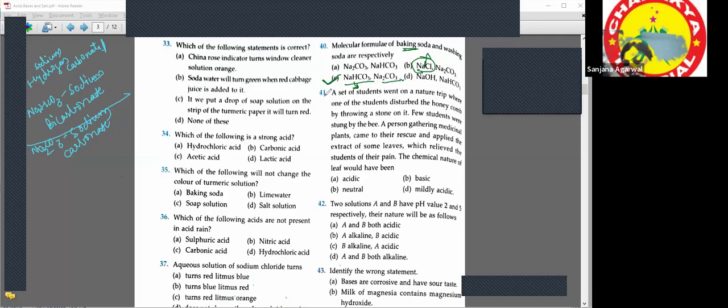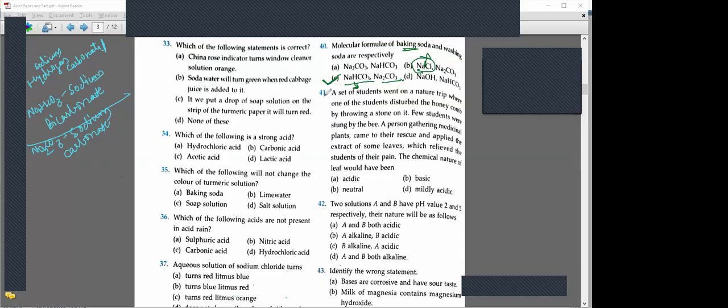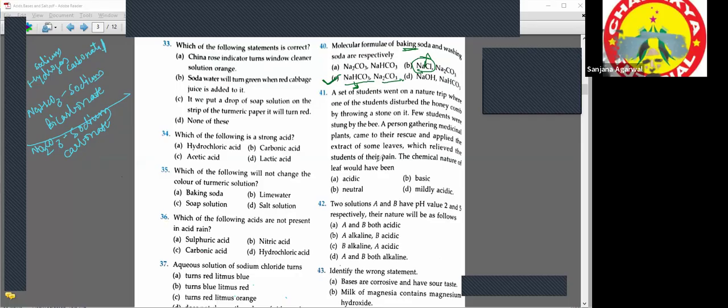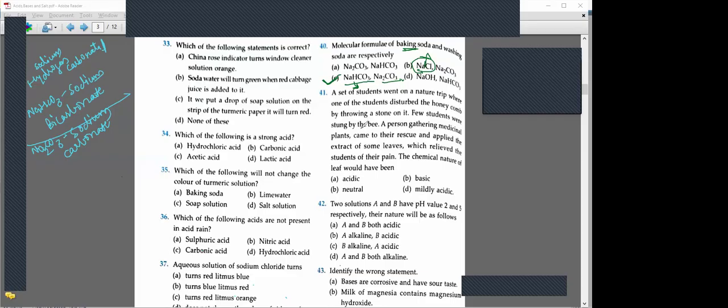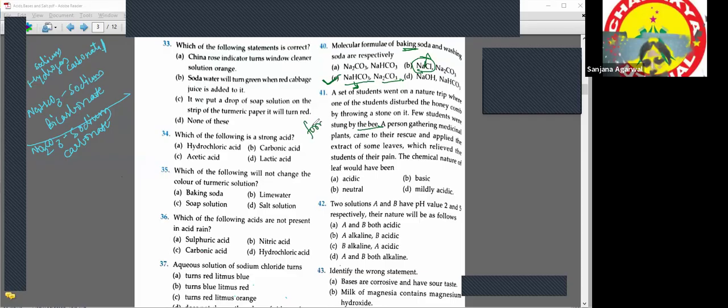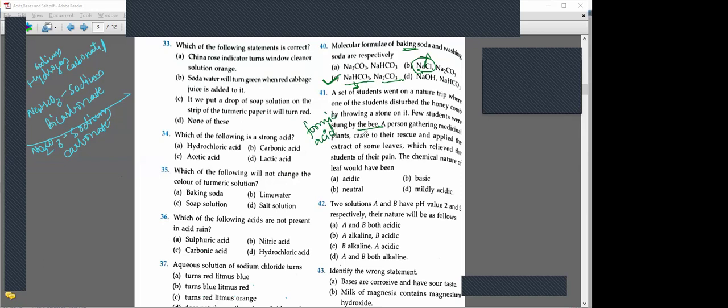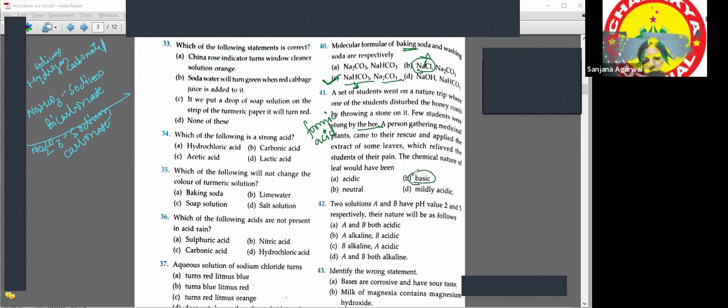Is it basic? Yes, because the sting contains an acid, right? Which acid? It's formic acid. So to neutralize the effect of acid, we need a base. For that, we can apply calamine solution. If we have baking soda at home, we can apply that also. That will work definitely. Soap also can be rubbed on the affected part. So any basic substance, at least basic relief we can get.